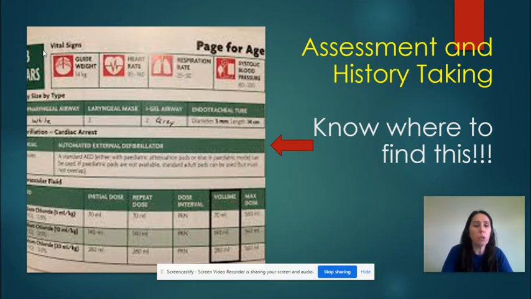So see here on the screen, we have the page for age. You might have come across this before, you might not. This is in your JR Calc. So whether you've got the JR Calc app, the JR Calc pocketbook, or the huge JR Calc, whether you've got the 2019 version or the 2016 version, you will find the page for age. If it's in a book, it's at the back.